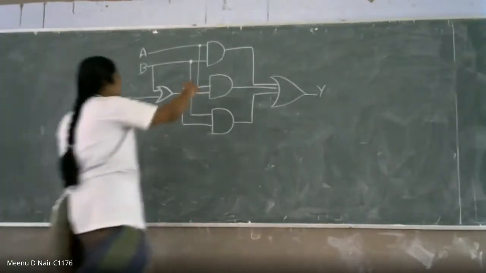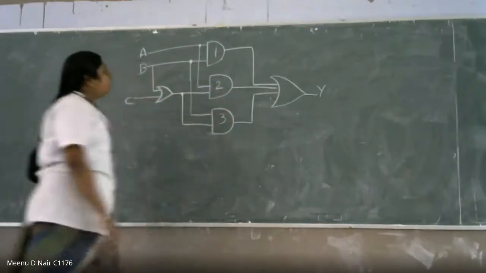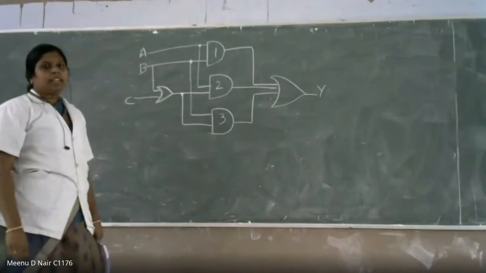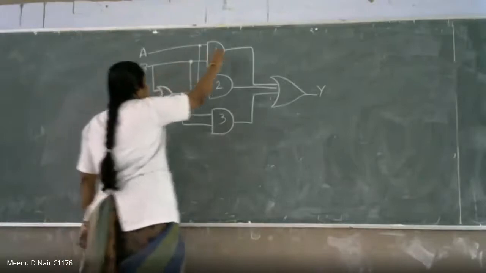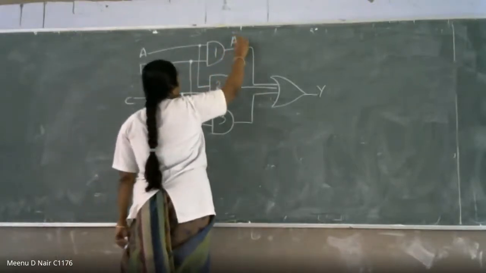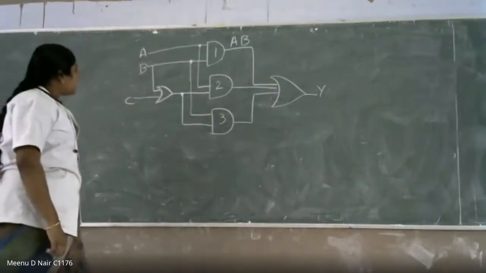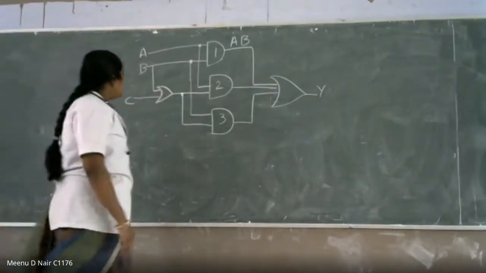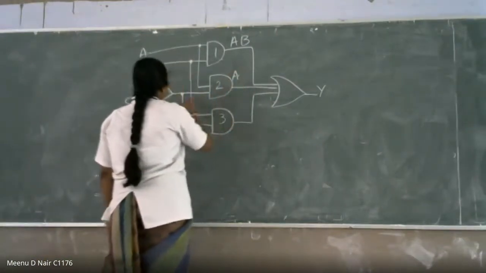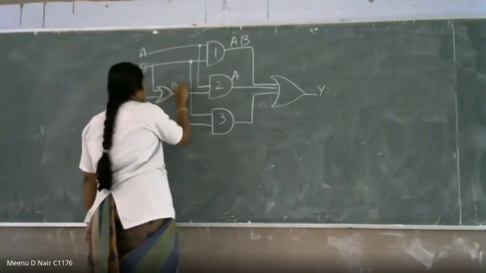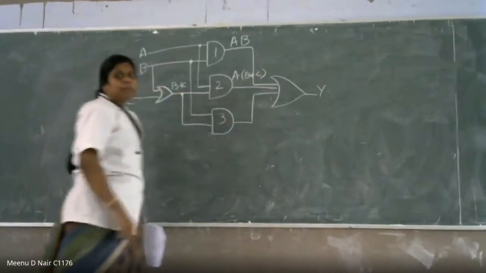So consider this is gate number 1, 2, 3. What is the output of gate number 1? Because A and B is the input, the answer is AB. Then what is the expression for the second one? Second one is A into, this term is B plus C. So A into B plus C.